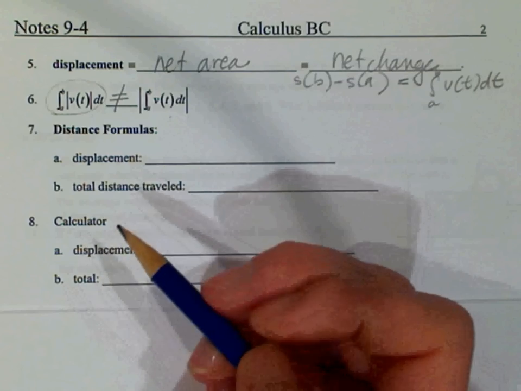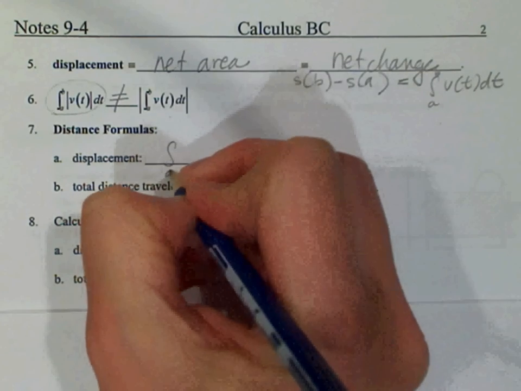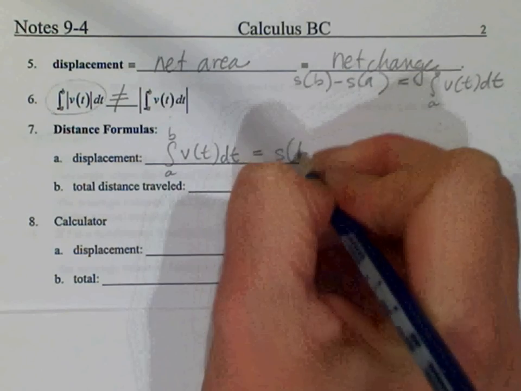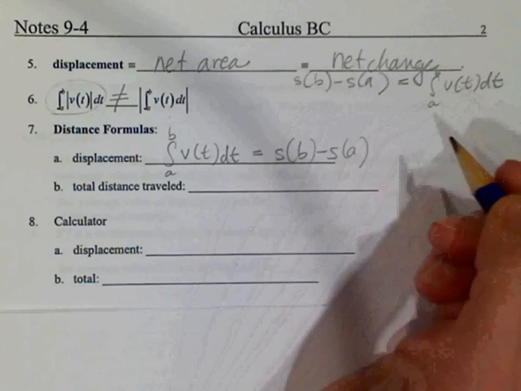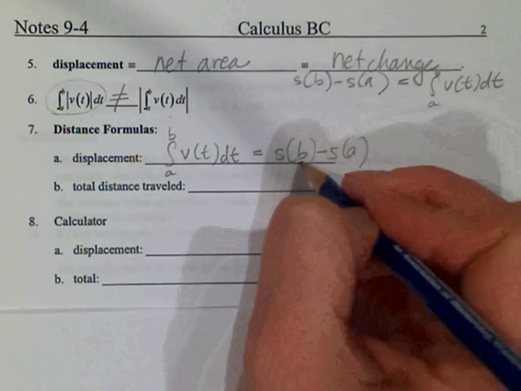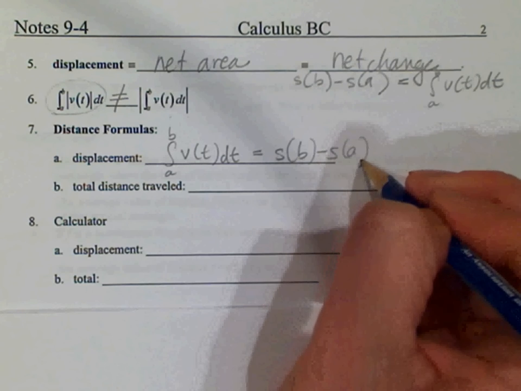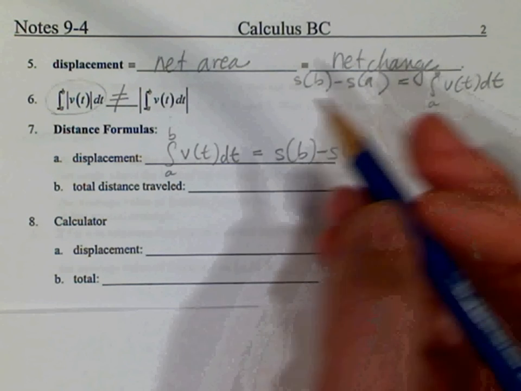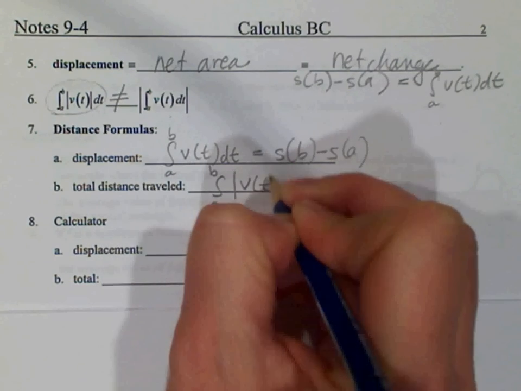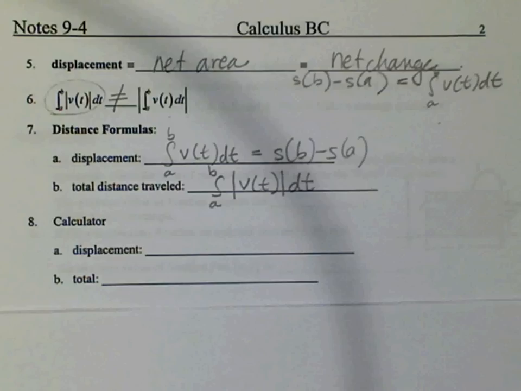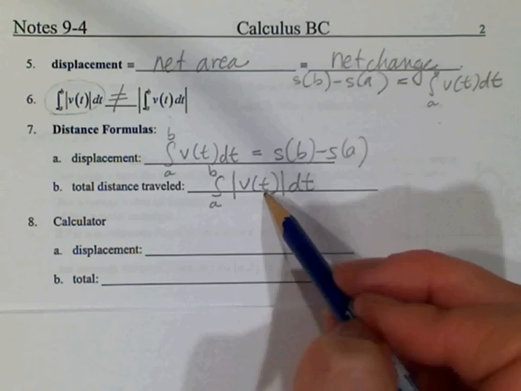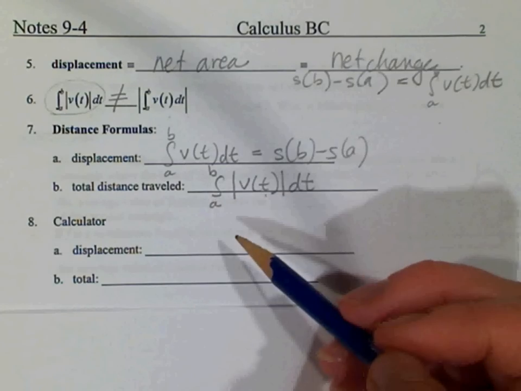So that's important. When it says displacement, I want you to think the integral from A to B of V of t dt, which is equal to S at B minus S at A. Same thing we wrote up above. If it says total distance traveled, it's the sum of the absolute value of all those displacements. The easier way to say that is the integral from A to B of the absolute value of V of t dt. I'm going to take all those areas underneath the curve and just add them up regardless of sign, because that's the distance that I will have traveled.